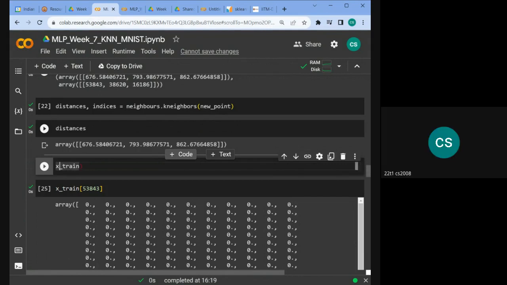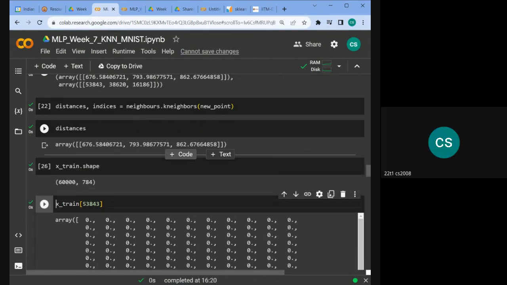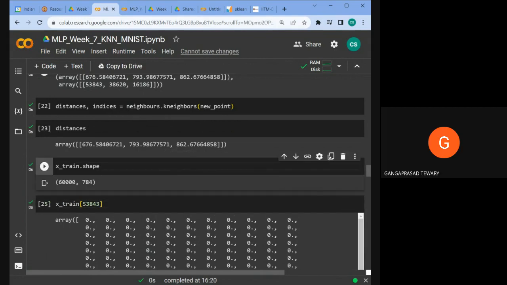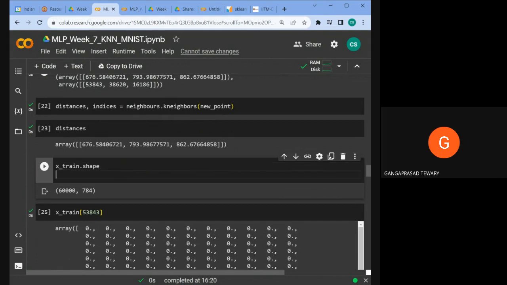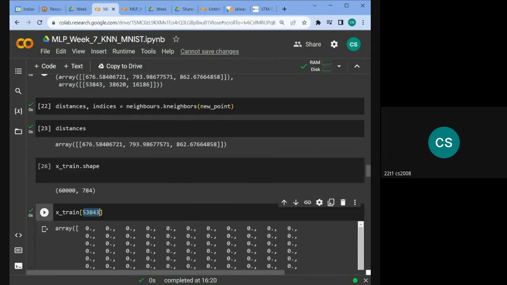60,000, I think. Yeah. 60,000 is the rows, no? Yeah, 784. 60,000 is for X train only, and 784 is the features. Yeah, that's what I'm saying. And in this 60,000, this row number, 538, was the nearest.